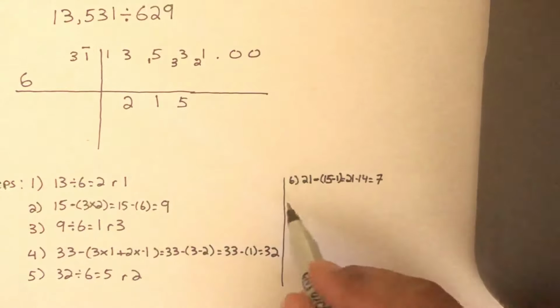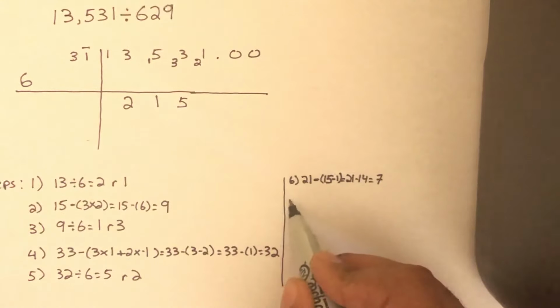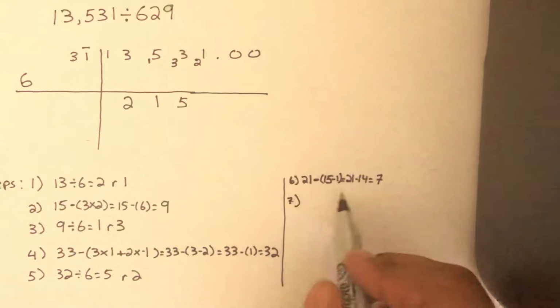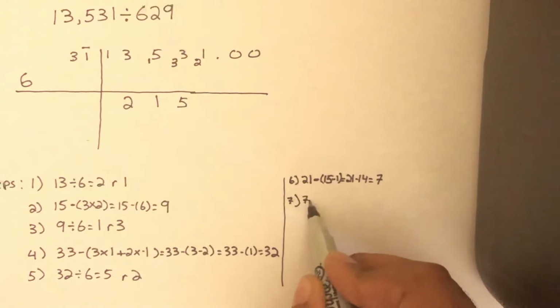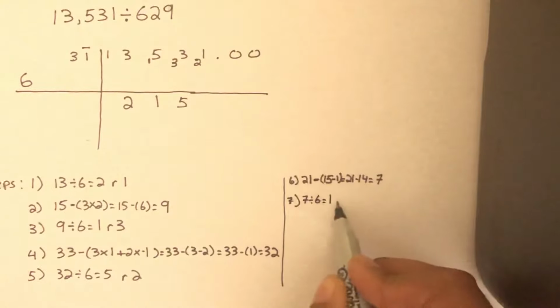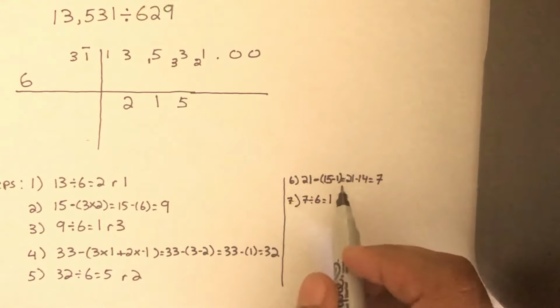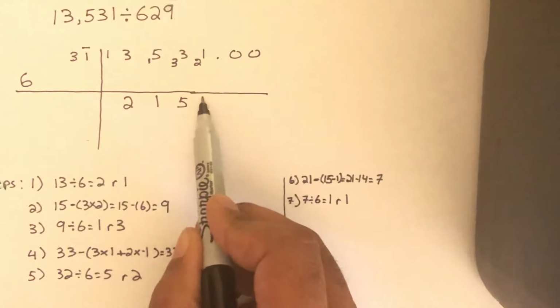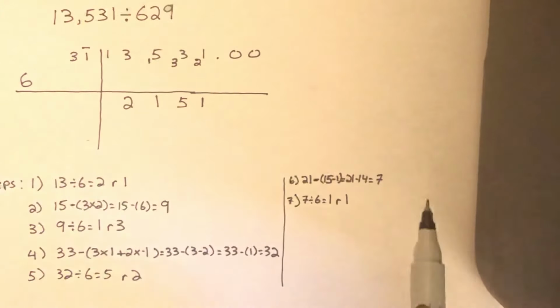Okay, great. So now we're at step 7. Ready to do the division? How many times is 6 going into 7? So 7 divided by 6 equals 1, remainder 1. Okay, so I'm going to put right underneath this 1, I'm going to put a 1. And there's a remainder of 1 right here.